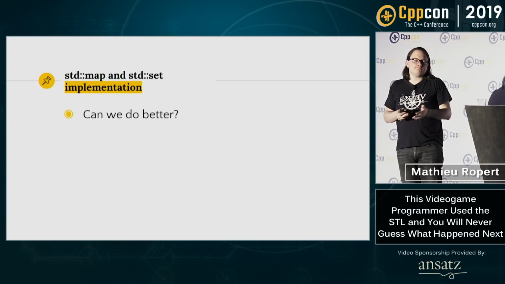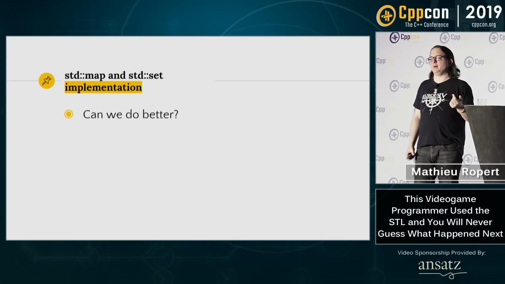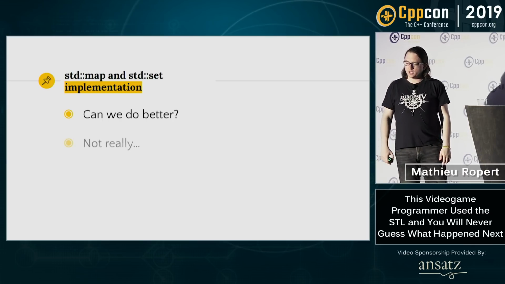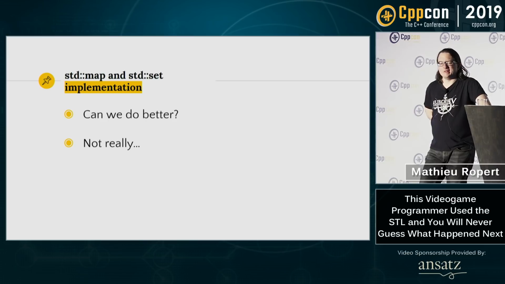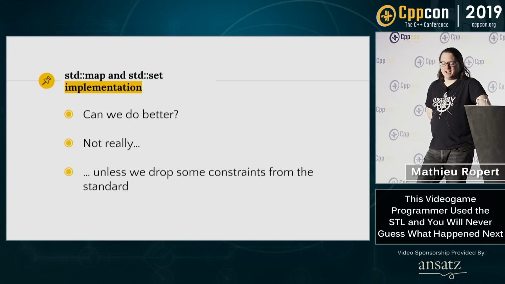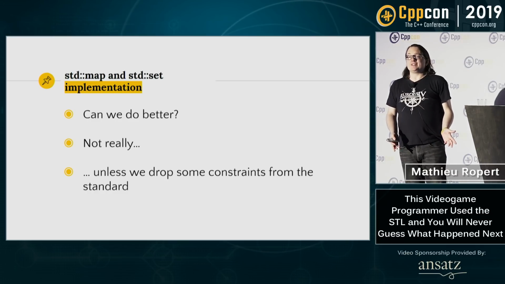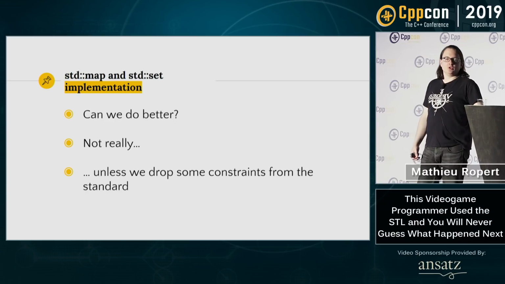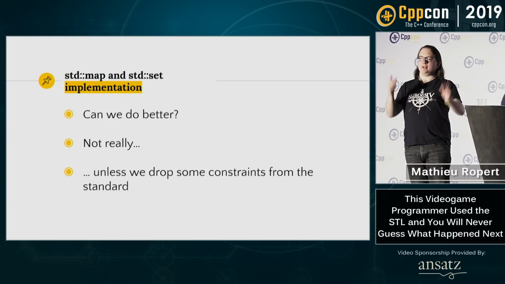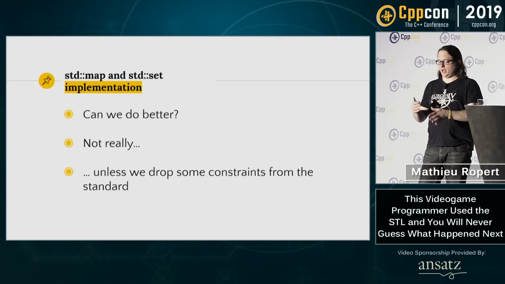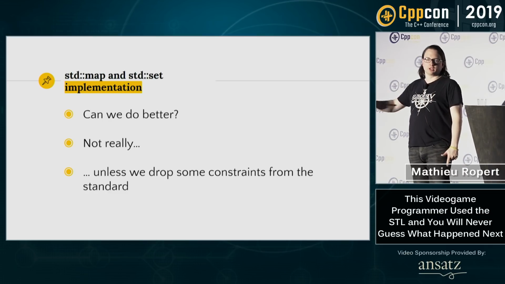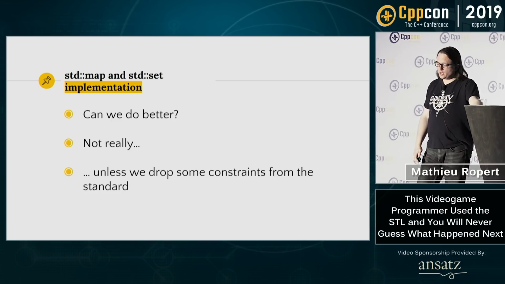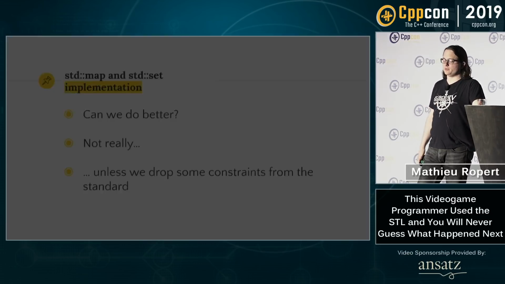Can we do better? Can we do better than this terrible RB3 that has very bad cache coherency and all that stuff? Well, actually, not really. Because by standard, there is a bunch of constraints that are there. The standard says, if you insert something, you don't invalidate anything else. If you remove something, you don't invalidate anything else. It's basically impossible to do without a tree. You have to have some kind of structure that will not reallocate and move other things around. You can try having custom allocators, but I said I'm not going to talk about allocators, so let's just waive that for now.